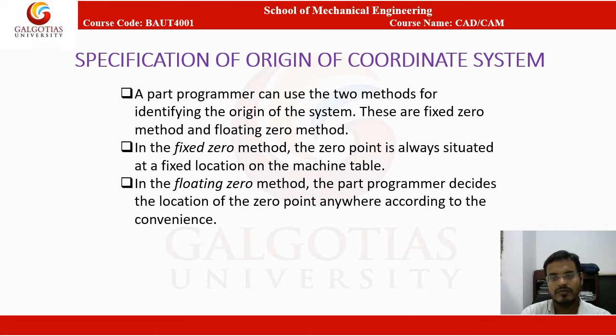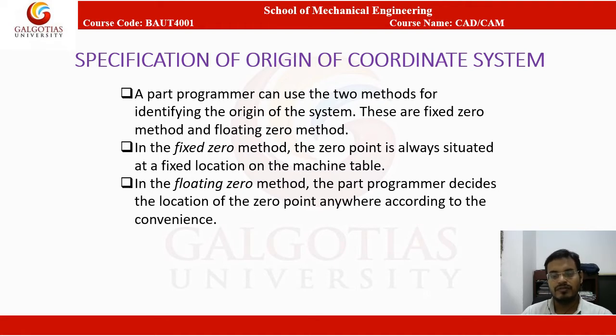Then, the specification of the origin of the coordinate system. A part programmer can use two methods for identifying the origin of the system: the fixed zero method and the floating zero method. Fixed zero means the origin is fixed, with respect to the absolute system, and floating zero means the origin changes from step to step. That is the incremental system.